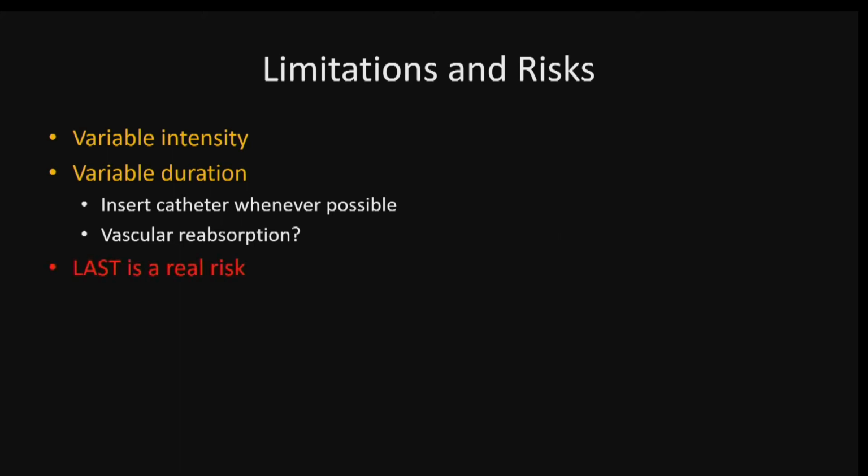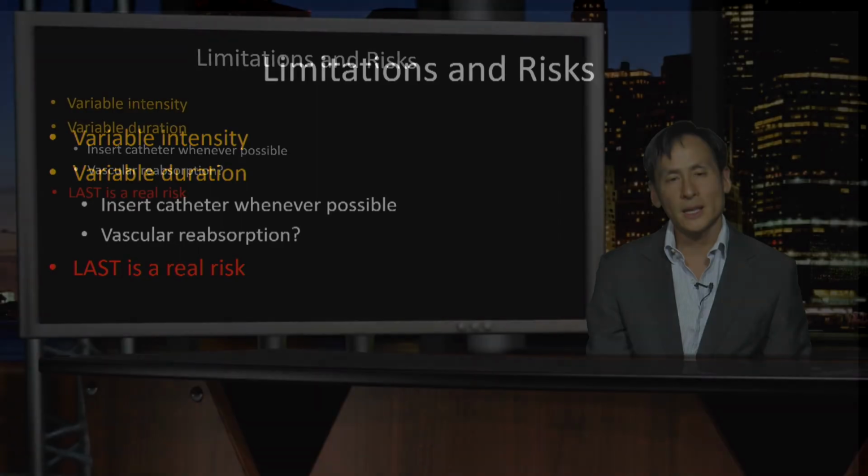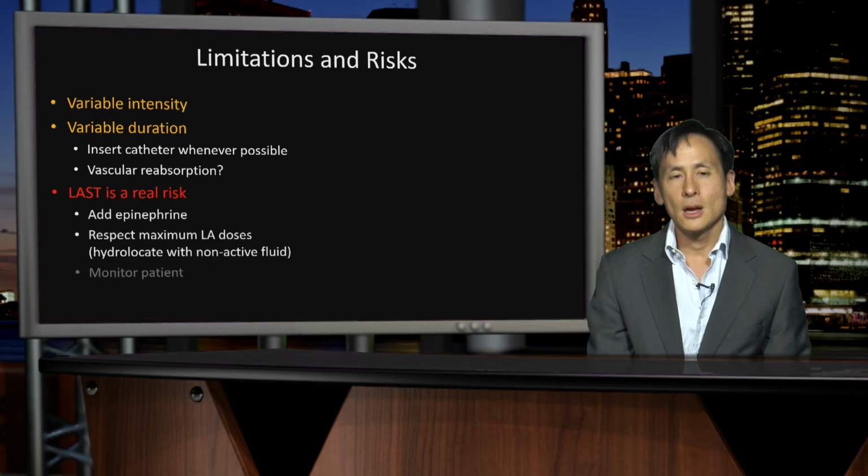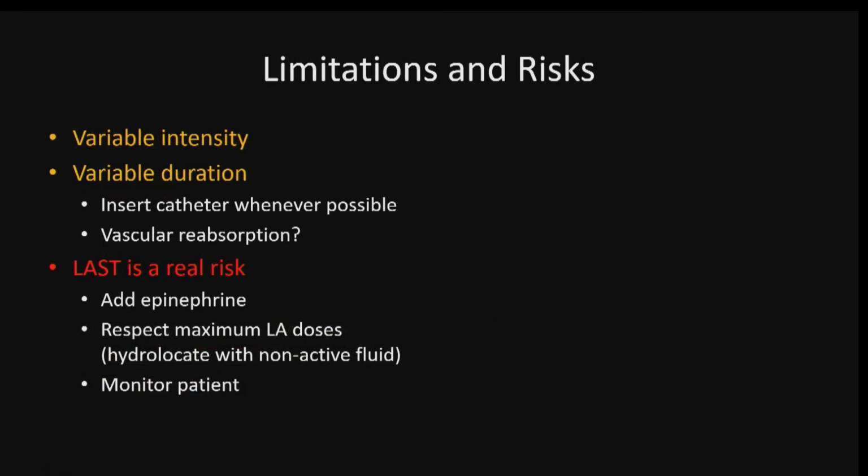Similarly, please bear in mind that local anesthetic systemic toxicity is a real risk. All of these fascial plane blocks are into muscular planes that are well vascularized, and thus local anesthetic absorption does tend to occur, especially because we use such large volumes. So as I've said before, we recommend adding epinephrine to your blocks, even if you are using ropivacaine. You should always respect the maximum limits for local anesthetic doses. And remember that when you are doing that process of hydrolocation, use non-active fluid so that you're not wasting the local anesthetic that you intend to deposit into the space.